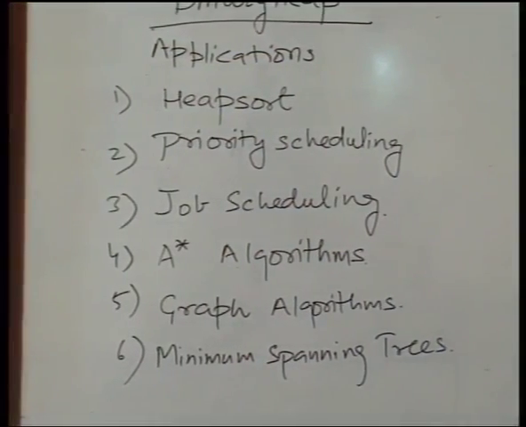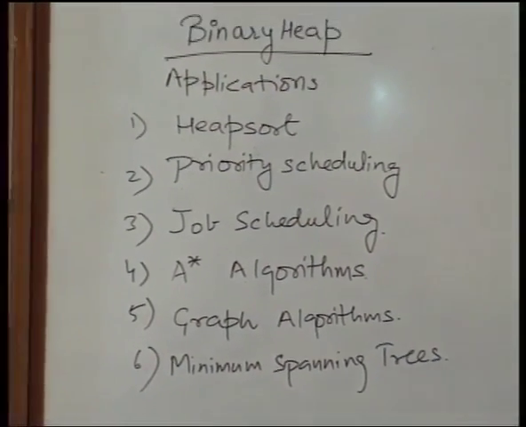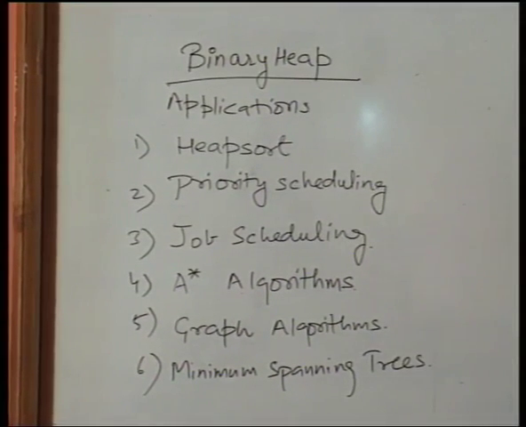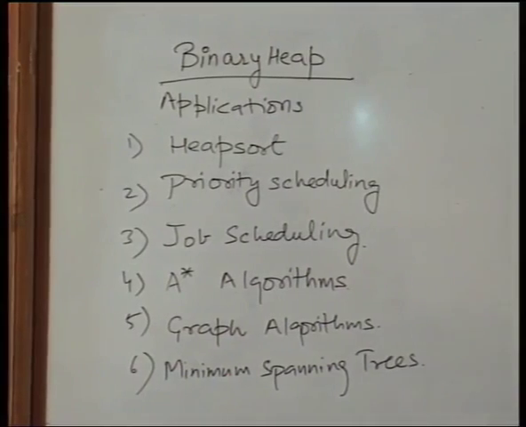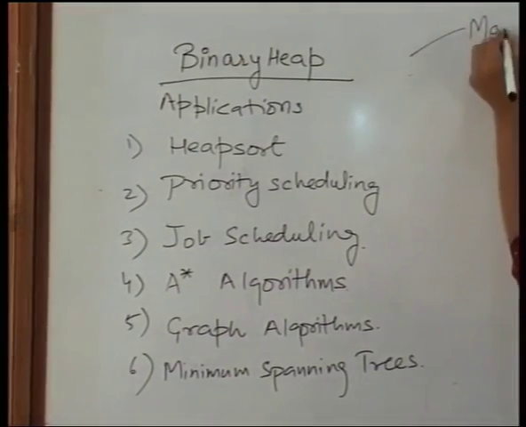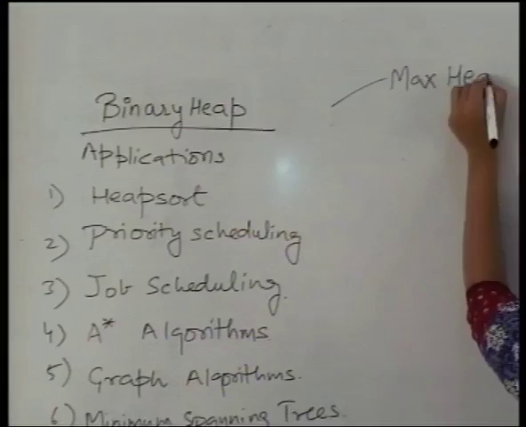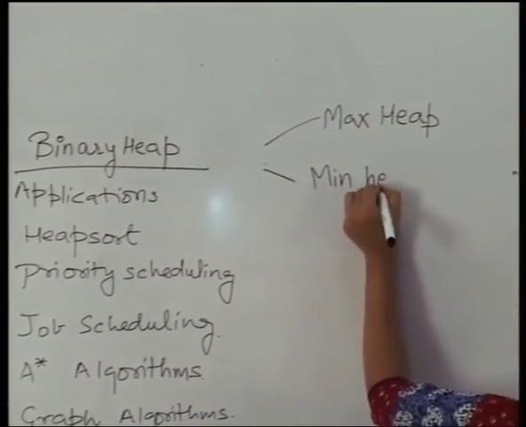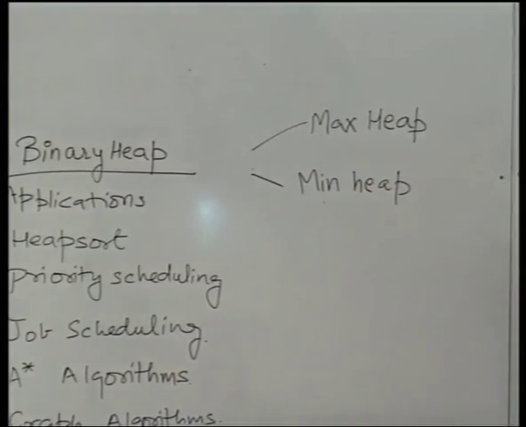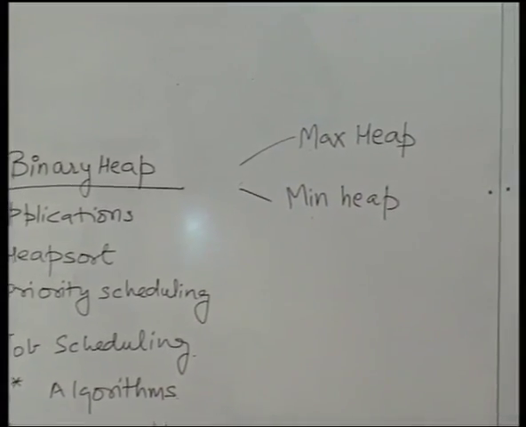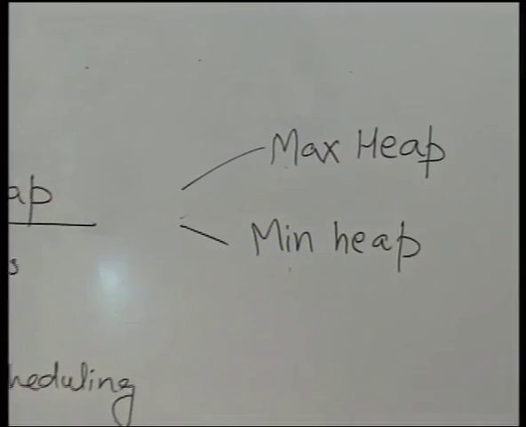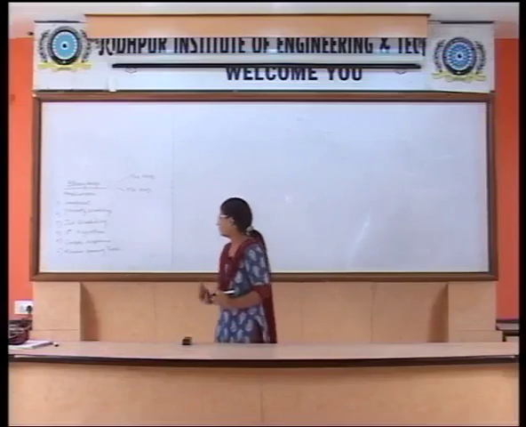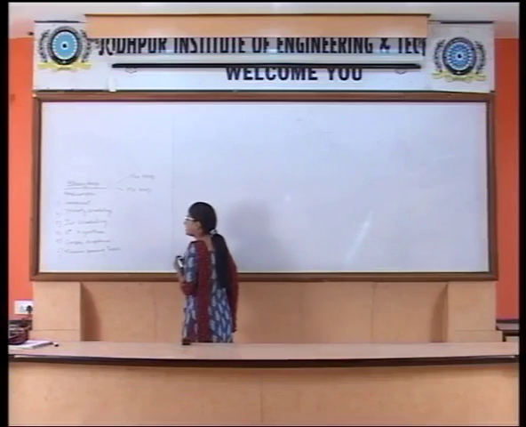Now we will discuss what is a binary heap. Binary heap is a collection of data in the form of heap. It is categorized in two parts, max heap and min heap. In the case of max heap, the root node is always supposed to be greater than or equal to its children. For example, I have certain keys.